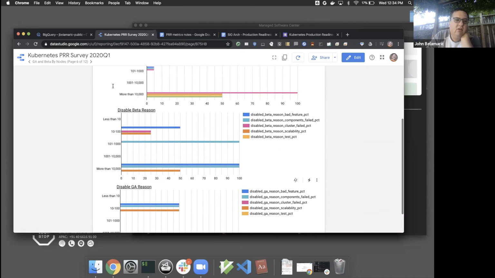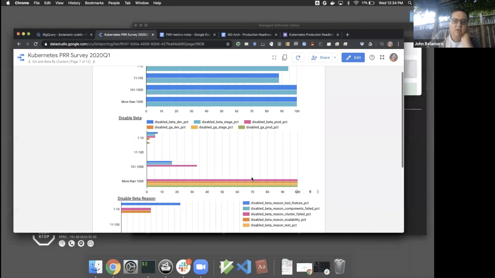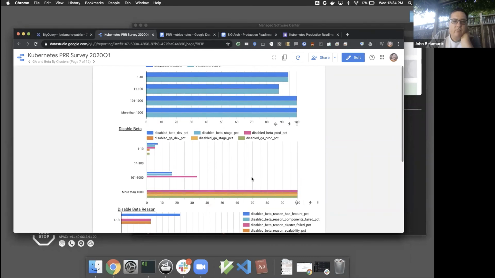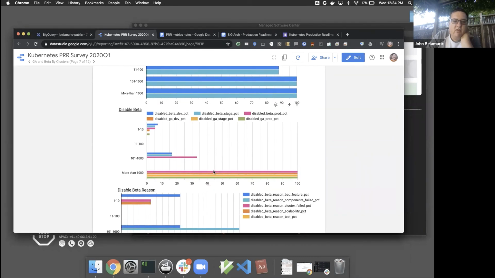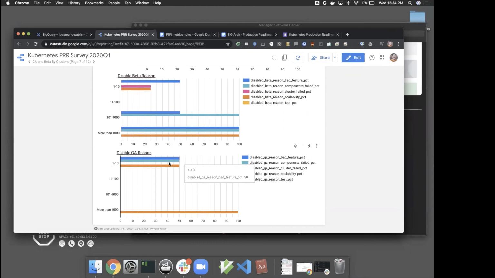All right. And then also sliced it by number of clusters under management. It's really quite a similar pattern. Yeah, all right. Based on this, I can see that basically no one knows how to disable a GA feature. It's the only real explanation. So there you go.